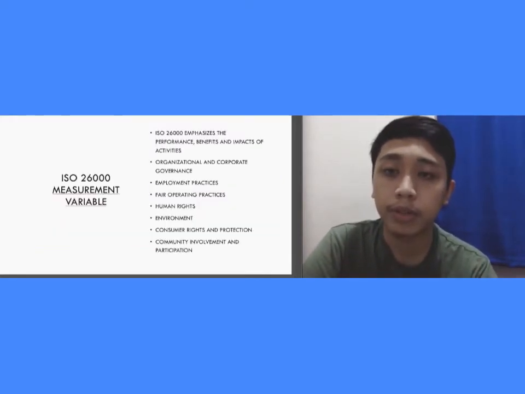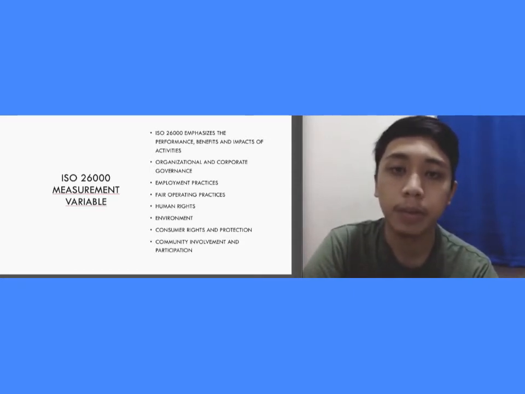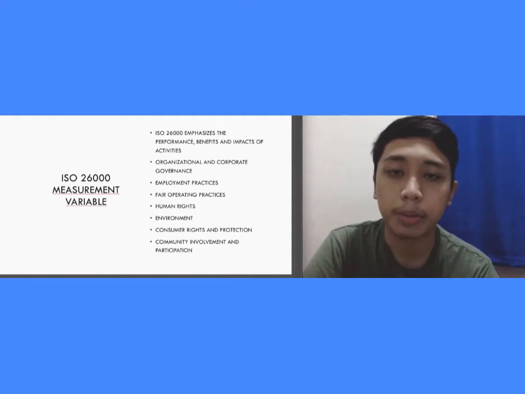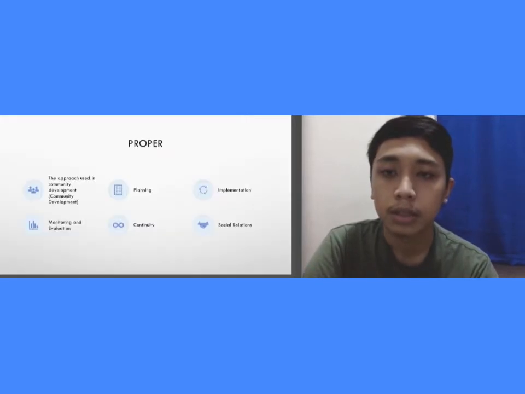And there are some measurement variables for ISO 26000. The first is ISO 26000 emphasizes the performance, benefits, and impact of activities, organizational and corporate governance, employment practices, fair operating practices, human rights, environment, consumer rights, and protection. And the last is community involvement and participation.